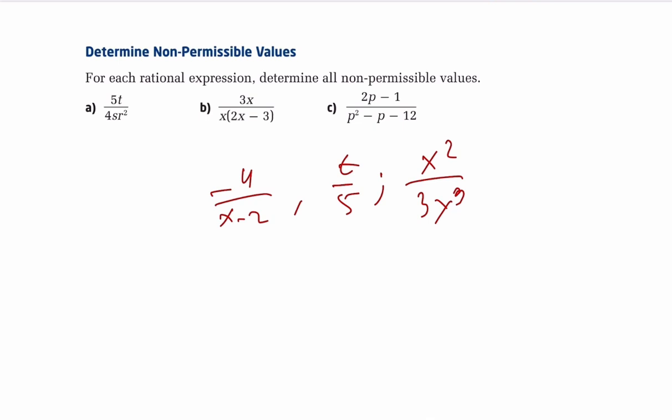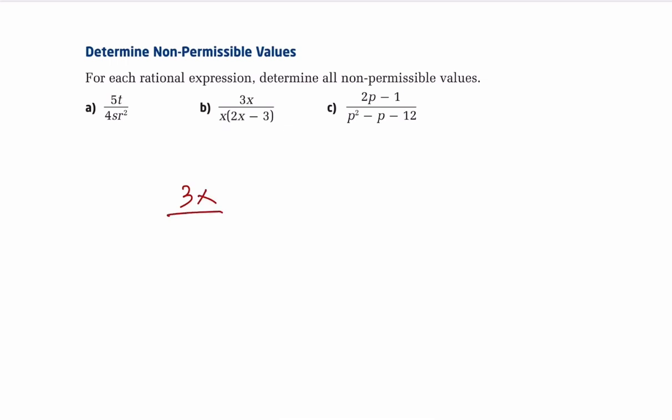However, all rational expressions are algebraic fractions, but not all algebraic fractions are rational expressions. I will show you why. Okay, imagine you have this algebraic fraction. So I will give you 3x over x. This is not the same as 3.